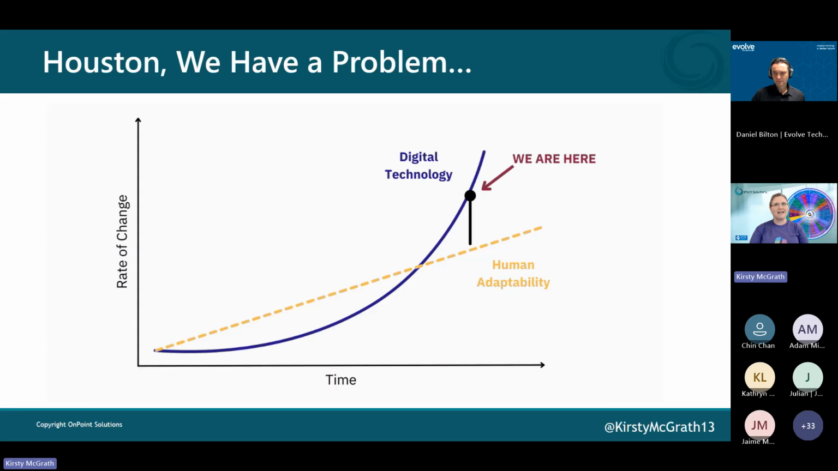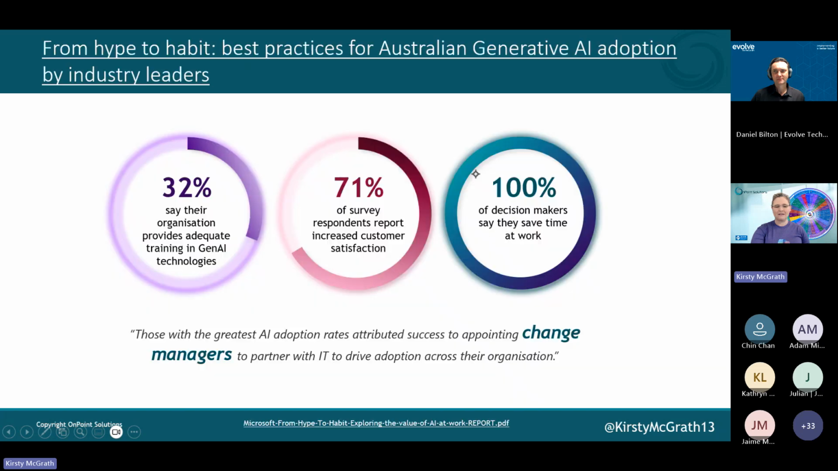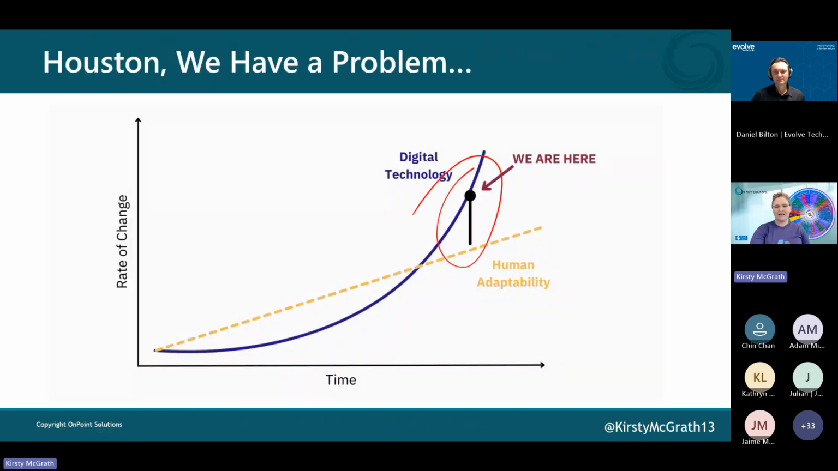But the downside is with all this digital technology, we've now got this digital literacy issue going on, because our adaptability isn't as great in terms of trying to keep up with it. So we need to get to the point where we can start to bridge this gap between here and here.